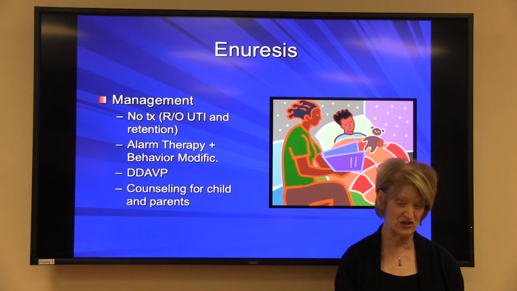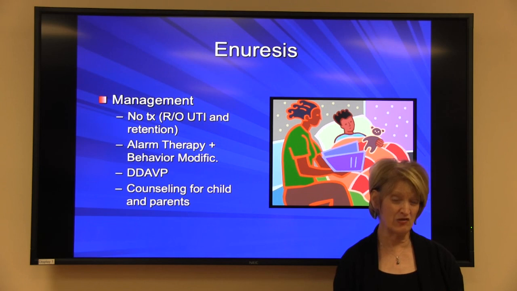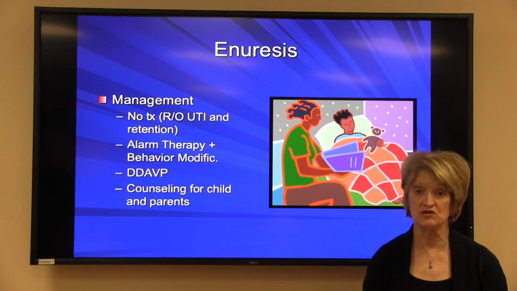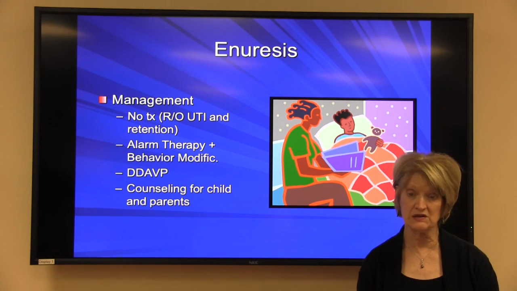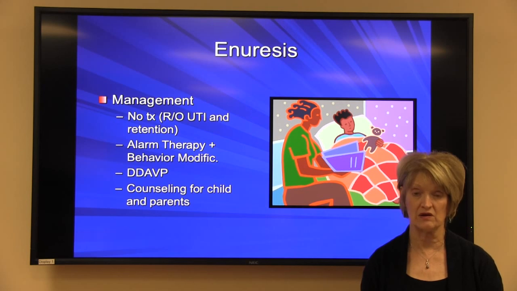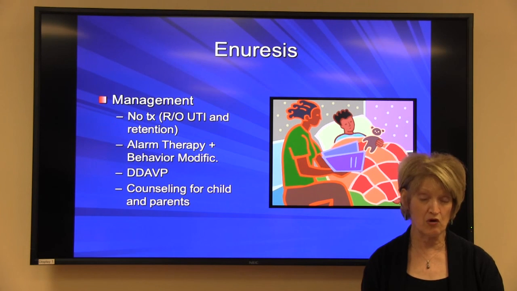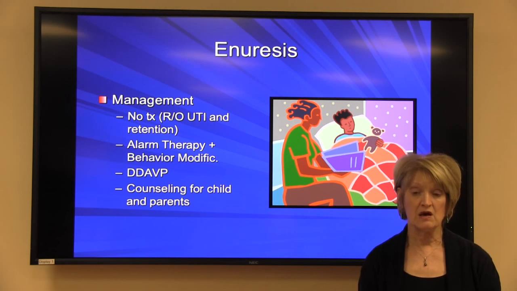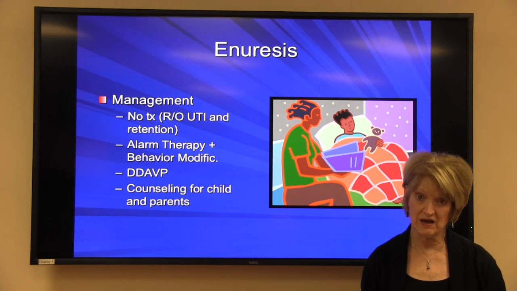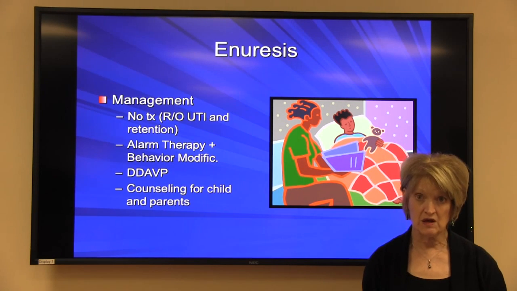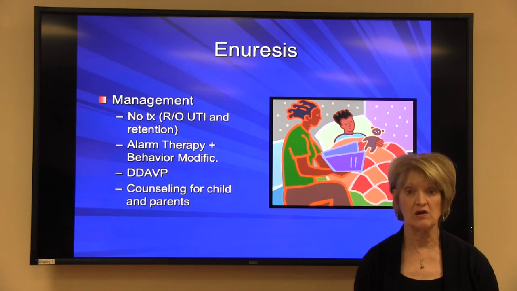And if their daytime function is pretty normal, and the only issue is nocturnal enuresis, then one option is don't treat, just wait it out. And some parents and kids decide, just wait it out. If it's not really bothering the child and it's not really bothering the parents, that's a perfectly feasible option. But what if the child's very upset? What if it's a major stressor for the parents? Then here's what your options are.